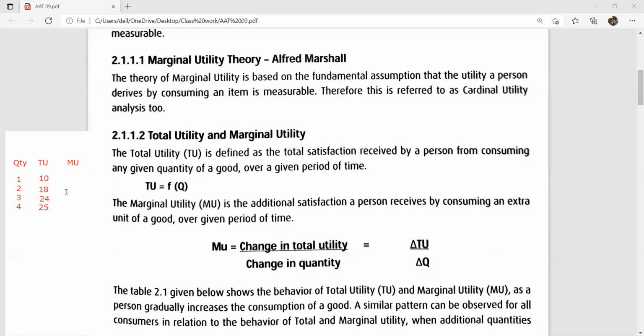Right. See the marginal utility. When the first unit is there, you derived 10 additionally, 0 to 1. When the second unit is there, your additional satisfaction is 8 for 1 unit consumed. Therefore, here 8. When the third unit is there, additional satisfaction is 6. When the fourth unit is there, your additional satisfaction is 1. So what do you understand? Your marginal satisfaction decreased.